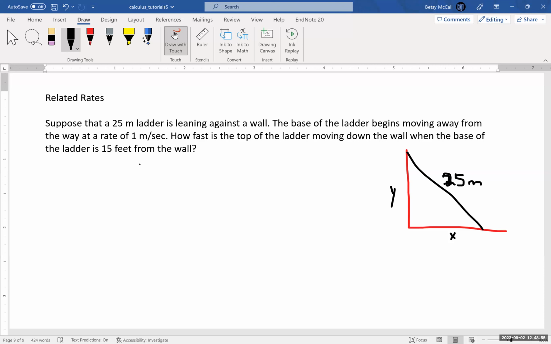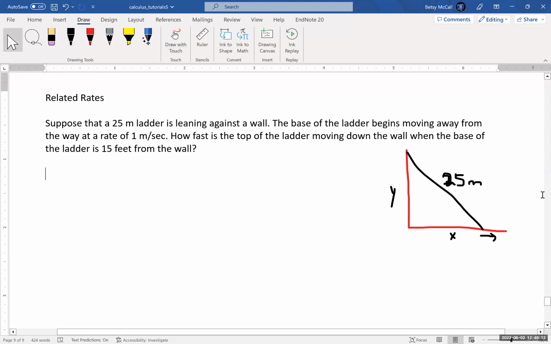And what the problem is then telling us is that the base of the ladder is now beginning to move away from the wall at a rate of 1 meter per second. So the base here is going this way. And so what we want to do is find out essentially how quickly the top of the ladder is coming down the side of the wall.